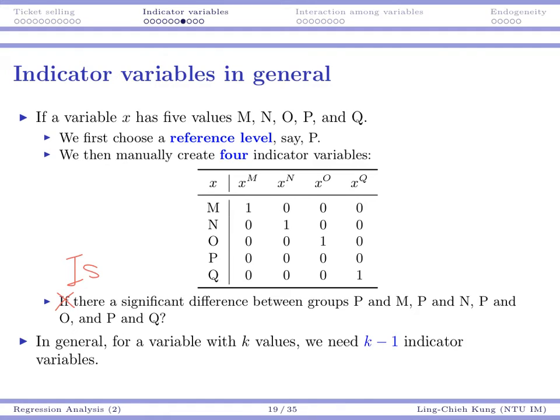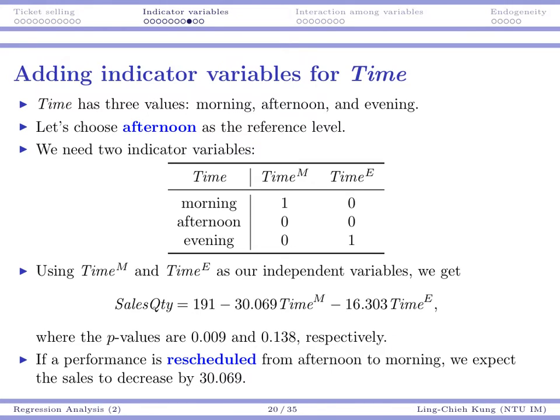So in general, if we have a variable which has k values, then we need k minus 1 indicator variables to represent that single variable. And then we will put all those indicator variables into our model. Okay, so coming back to our example, we know we have a variable called time. Time has 3 different values. So we need to first choose a reference level. Let's choose afternoon.